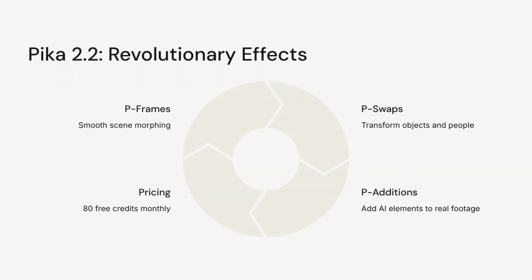Pika's 2.2 model isn't just about improved video quality, it introduces P-frames, P-swaps, and P-additions for next-level creativity. Features to watch: P-frames, smooth morphing between scenes, e.g., fashion edits. P-swaps, transform objects and people, e.g., swap yourself for a cat. P-additions, add AI-generated elements into real videos.